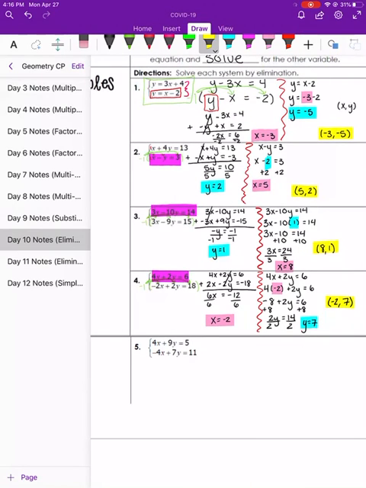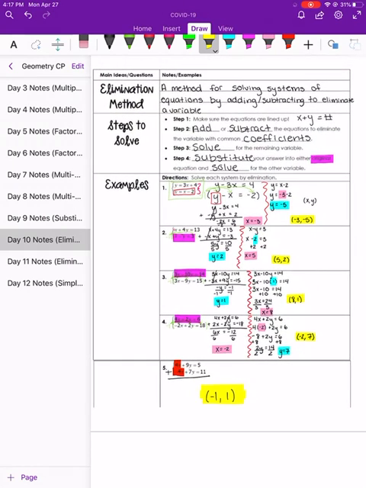Okay. I want you guys to do 5 on your own. If you guys look here, you can see that you have a positive 4x and a negative 4x. So really, you already have them set up. So all you should have to do is go ahead and add straight down and solve, okay? Once you guys do that though, you guys can pause it right now and then come back and check your work. So you guys should get -1, 1 for your answer. Okay, and that is it.